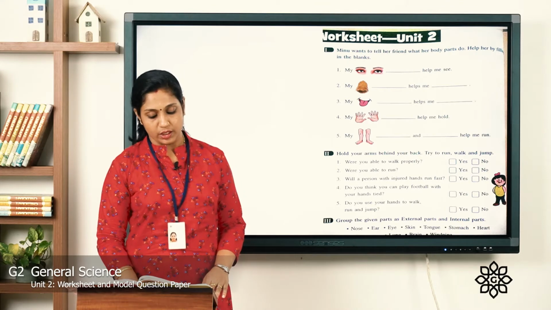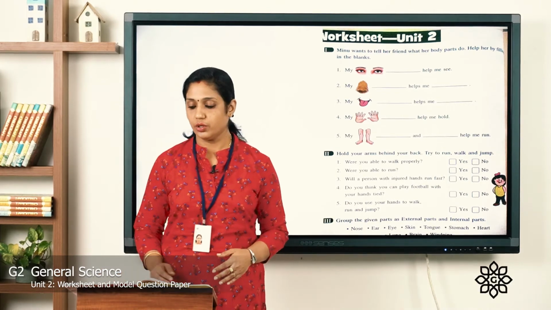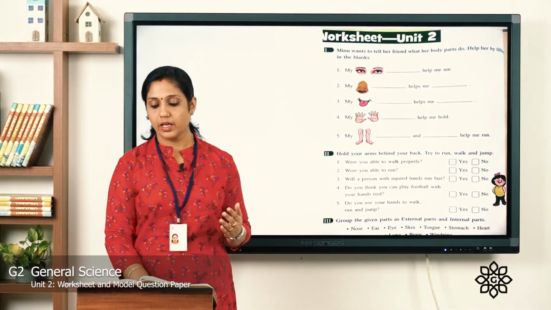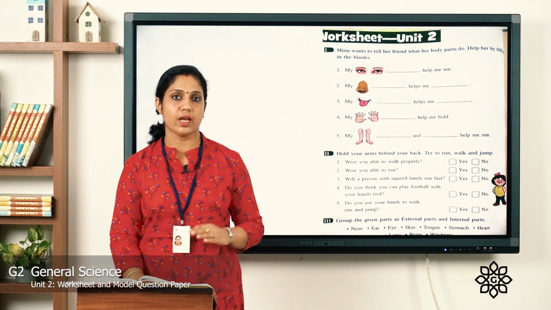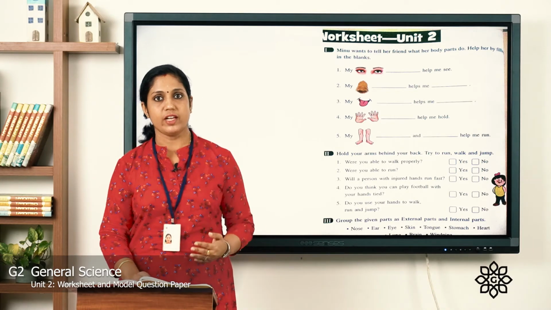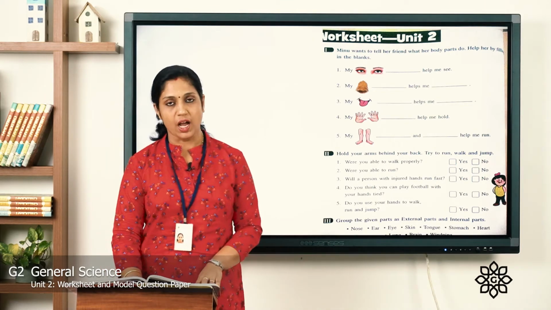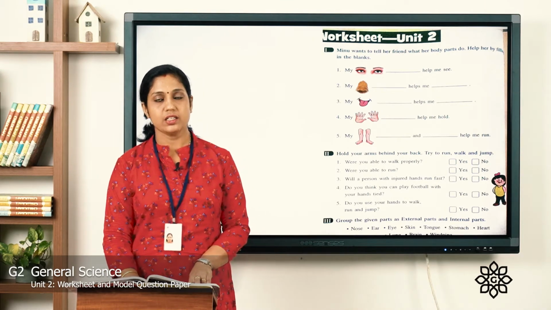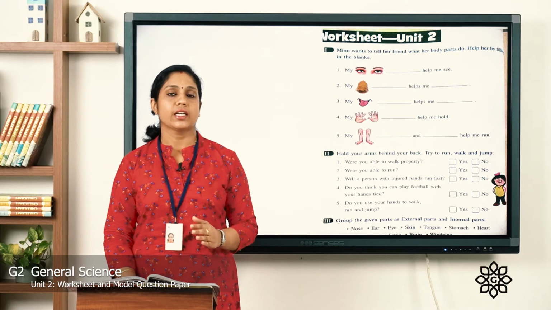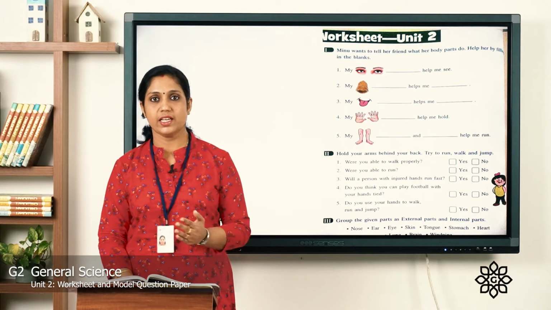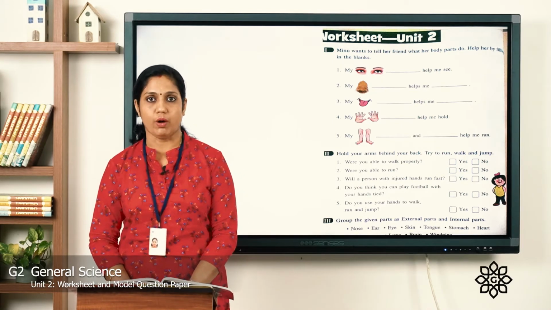Moving on to the third one, group the given parts as external parts and internal parts. So in the next page, you have page number 53, you have a column, external parts and internal parts. Some body parts are given, so you have to classify them. So now let's check what all parts are given. We have nose, ear, eye, skin, tongue, stomach, heart, lung, brain and windpipe. So classify these into internal organs and external organs. You can classify them in the next page, page number 53 in the given boxes.